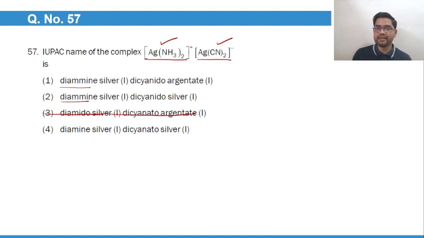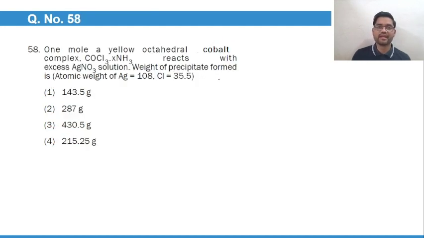Then comes the negative part, the complex anion. Again, preference is given to the ligand, that is dicyanido. That means option number 4 is also gone, right? And argentate. It has to be argentate, because in the anion what we take is their Latin name. So it is argentate. So that means this is also gone. So we'll go with option number 1. So 57, option number 1 will be the best answer.